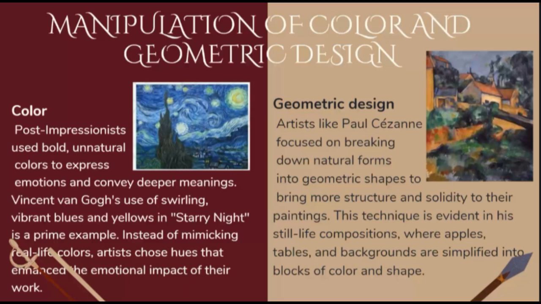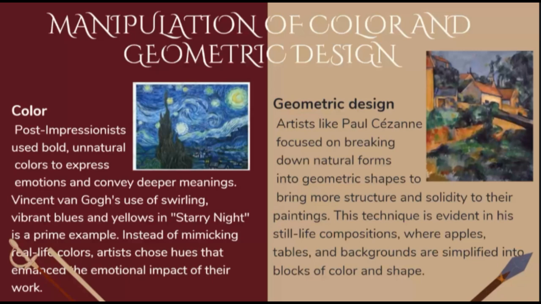And the third one is manipulation of color and geometric design. In color, Post-Impressionists use bold, unnatural colors to express emotions and convey deeper meaning. Vincent van Gogh's use of swirling, vibrant blues and yellows in Starry Night is the prime example. Instead of mimicking real-life colors, artists chose colors that enhance the emotional impact of their work.